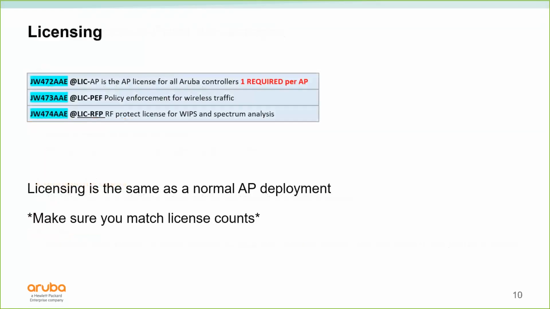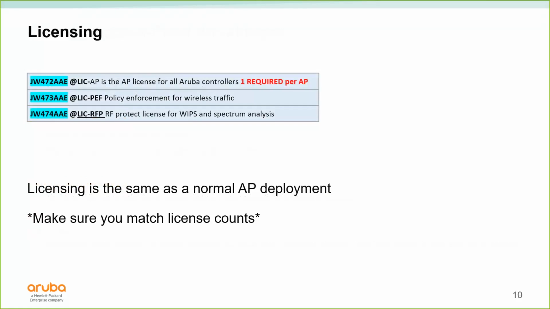So how are these licensed? Well, it's the same licensing that you do on the controller, right? At the bare minimum, you need one AP license for every access point that you might be putting into RAP mode. Now, what I will say is that since it is the same as for normal deployments, you want to make sure you match the license counts. Aruba controllers will not let you do something where, let's say, for instance, you had 20 APs.